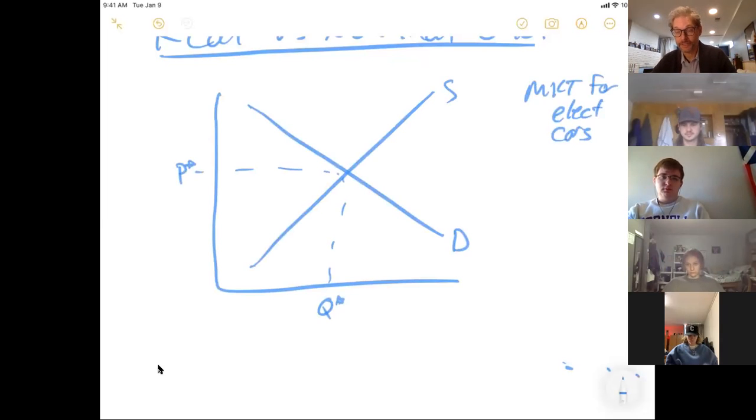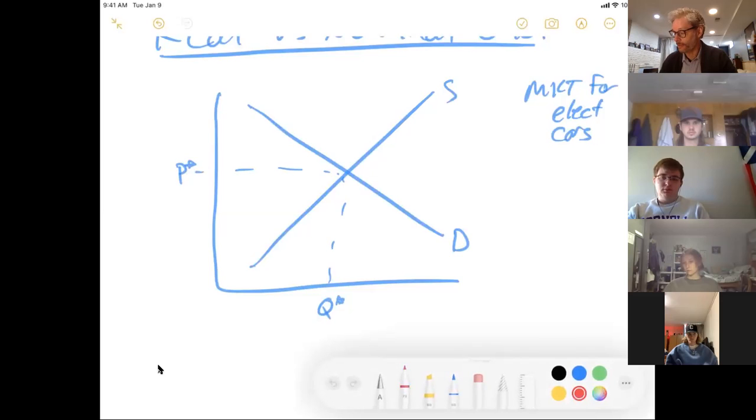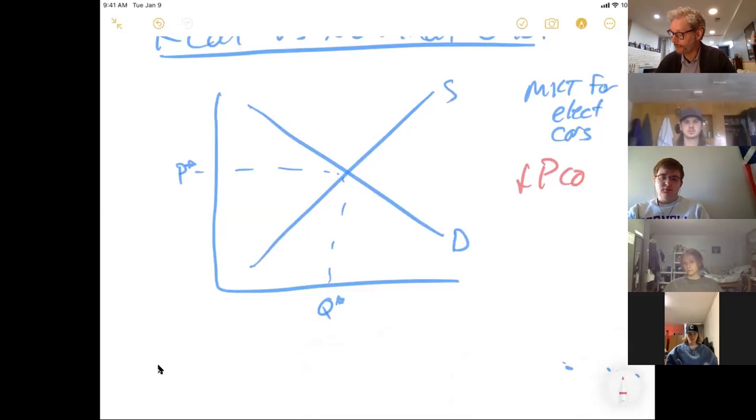Well, certainly electricity would be a complement to an electric car, right? Because you need electricity to run an electric car. So the decrease in the price of a complement should lead to an increase in demand. That's how I would answer this.